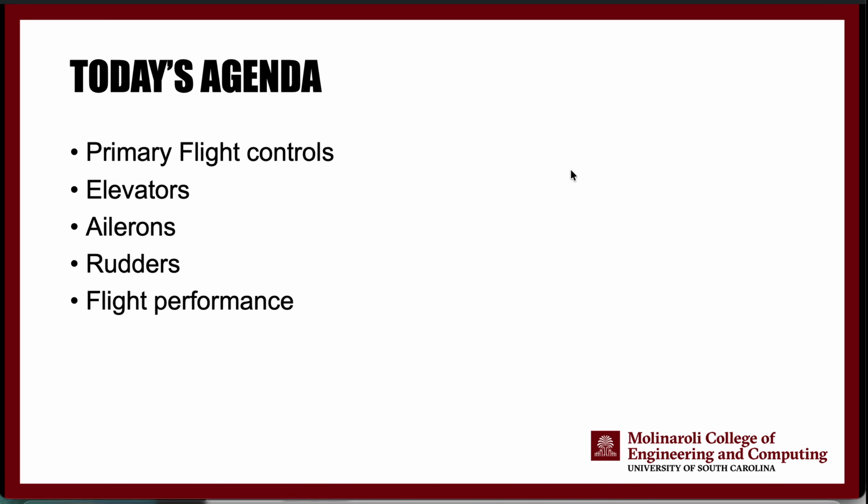Okay. In today's lecture, we are going to learn about primary flight controls, which are elevators, ailerons, and rudders. And then we will move on to understanding flight performance. This will be a very short lecture because we don't want to go that deep into aerodynamics, and learning about flying an aircraft needs to be done in a lab itself.